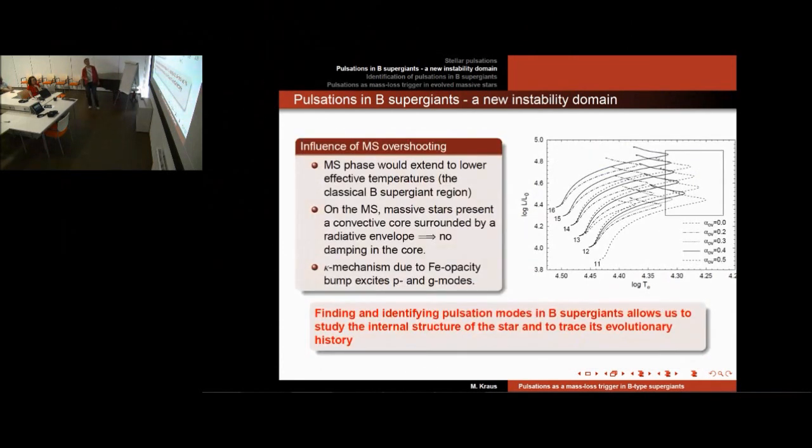Then the other parameter, as I was mentioning, is the overshooting during the main sequence. Overshooting is still something that is not very well understood, and it's usually parametrized by some parameter alpha, and depending on the value of alpha, the evolution of the star can be different, and you see that for increased alpha values, the extent of the main sequence evolution goes to much cooler temperatures. So when we compare the position of this pulsating B-supergiant with these new models, then we must even raise the question, is this star already a supergiant, or is it maybe still on the main sequence? It is very important for us to study these type of stars, because if we are able to identify the pulsation modes in these objects, then we will be able to study the internal structure of the star, but also the evolutionary history of the star.